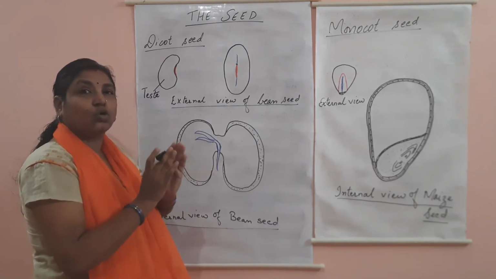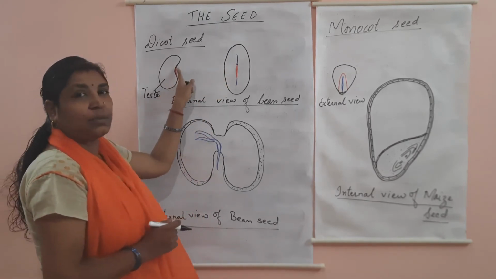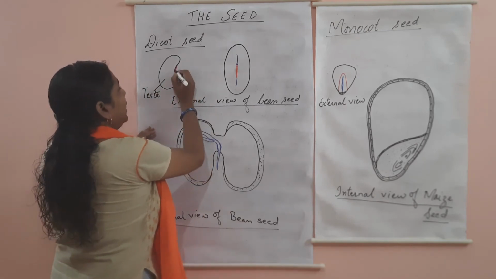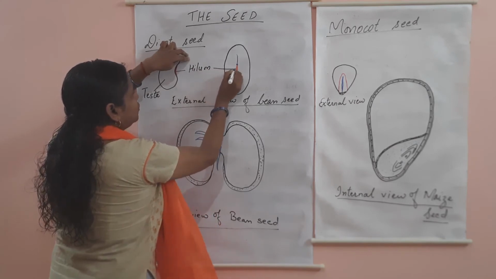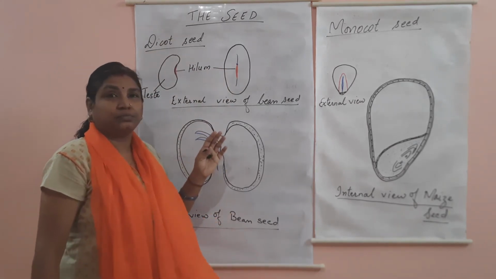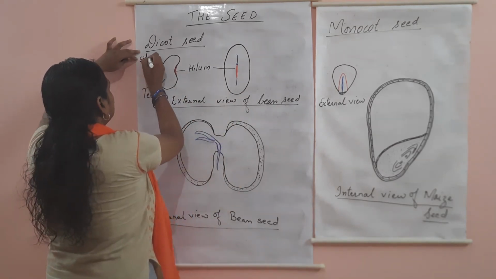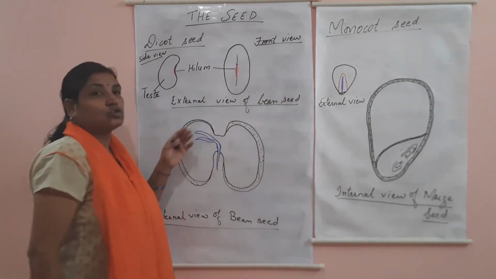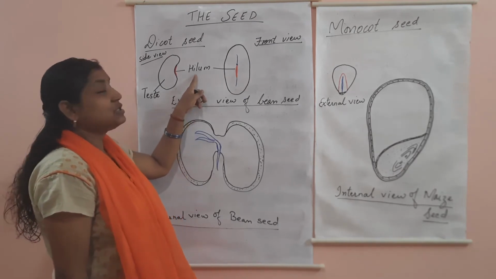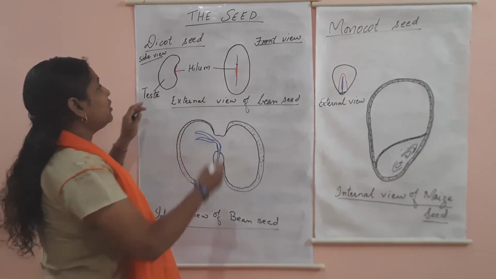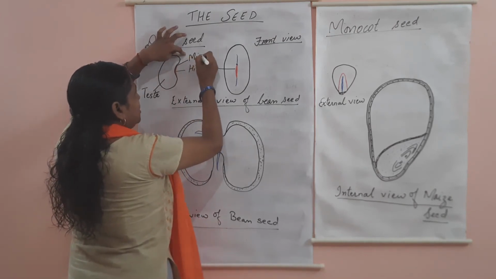If we look at the seed from the front, you will see a yellow demarcated area known as hilum. So these parts are known as hilum. This is the side view and this is the front view. You will have a yellow scar on the concave side of the seed known as hilum. Just above the hilum, a small hole is present which is known as micropyle.